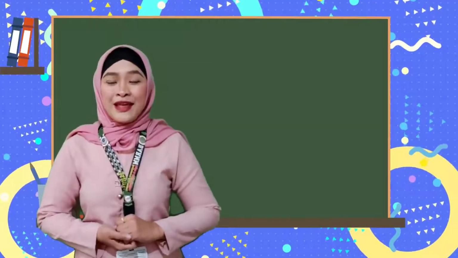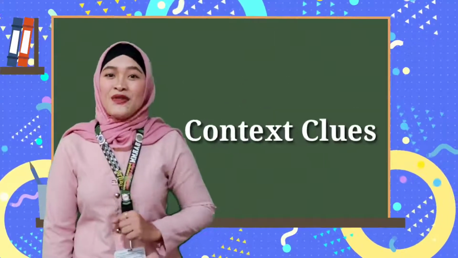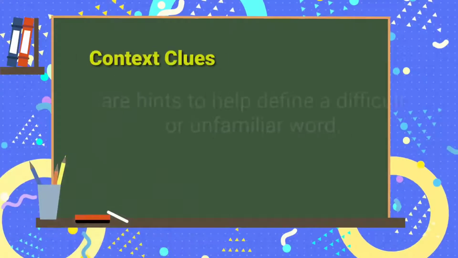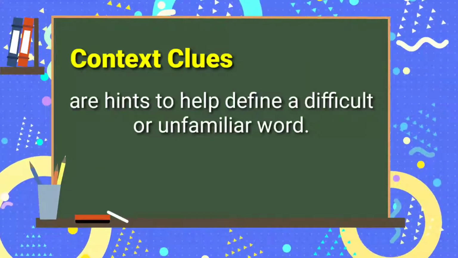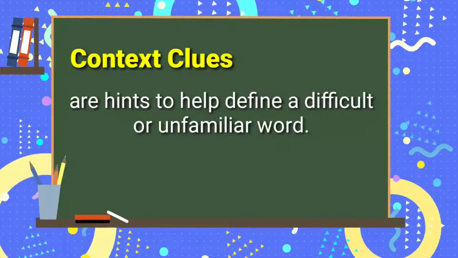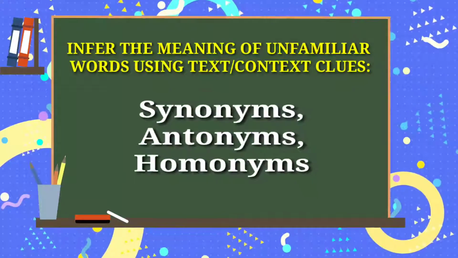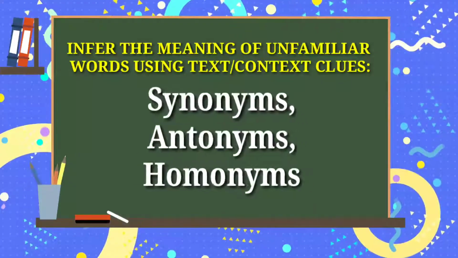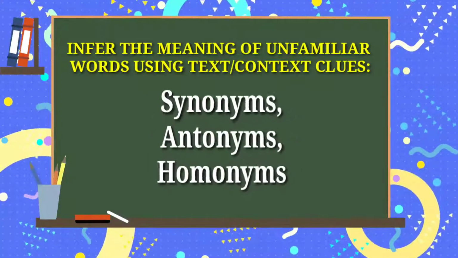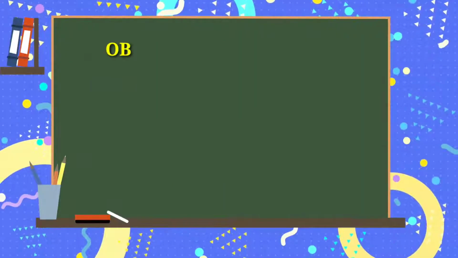Aside from compound words, you have also learned that we use context clues to get the meaning of unfamiliar words. Context clues are hints to help define a difficult or unfamiliar word. Today, we are going to infer the meaning of unfamiliar words using text or context clues, synonyms, antonyms, and homonyms.